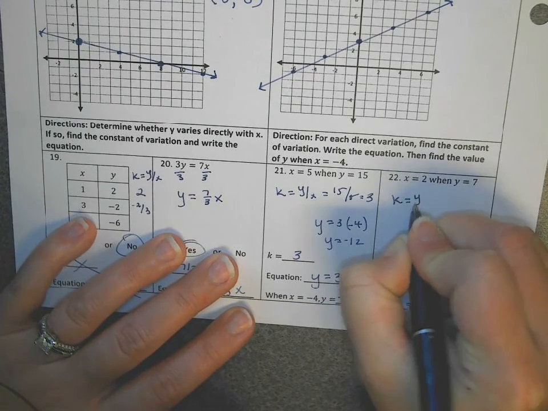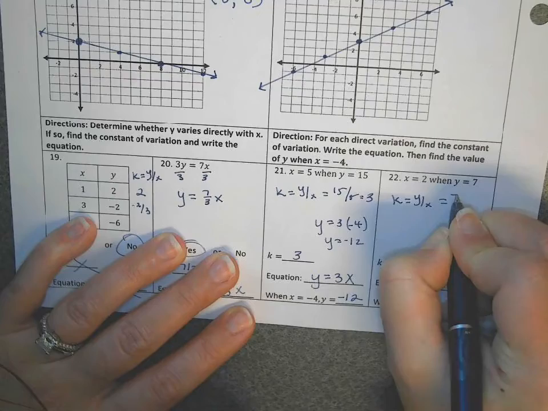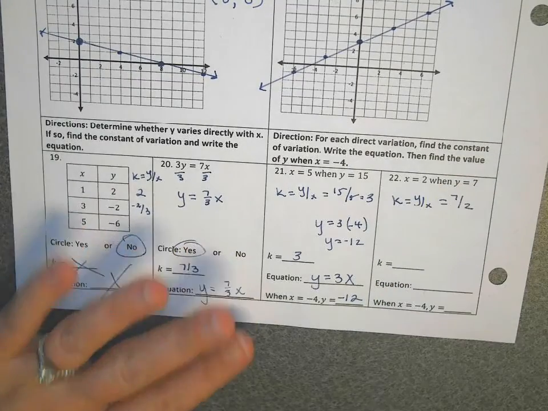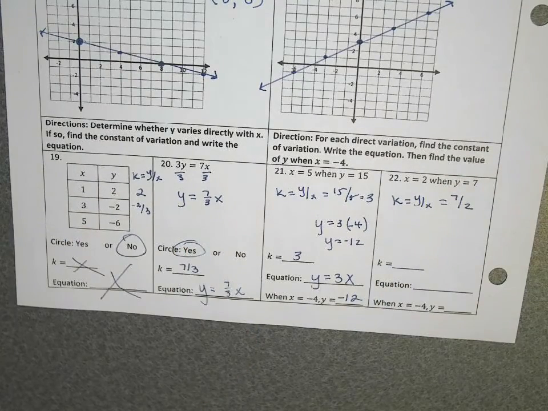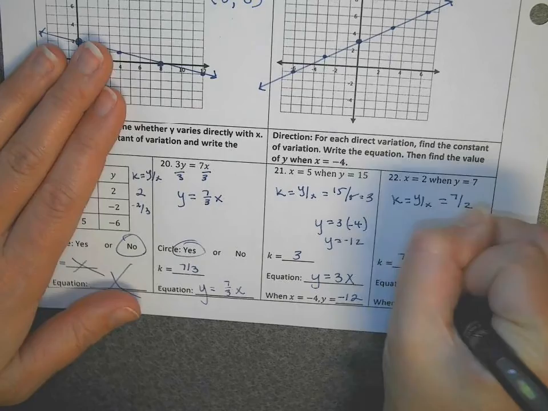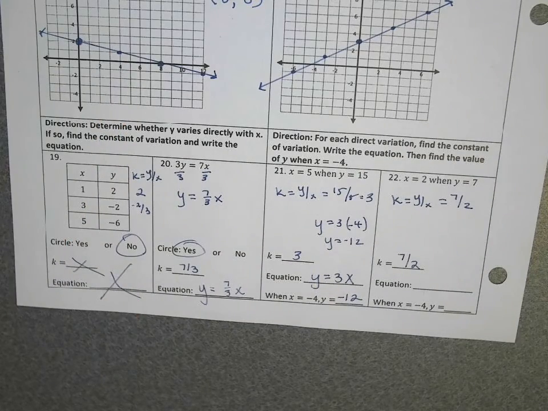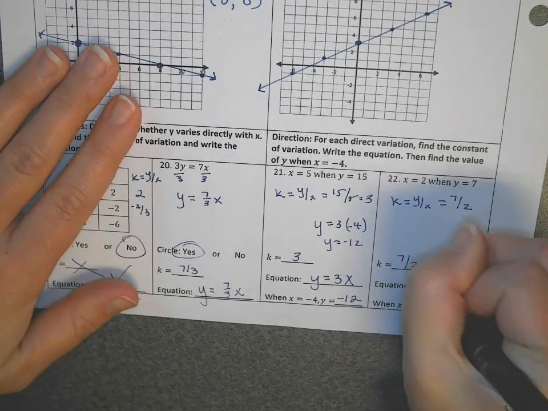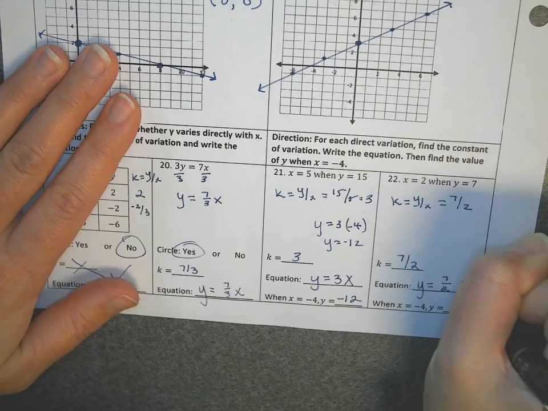K is y over x. Let's fill it in. Y is 7, x is 2. Can 7 over 2 reduce? Nope. So k is 7 over 2. What's your equation? Yep, y equals 7 over 2x.